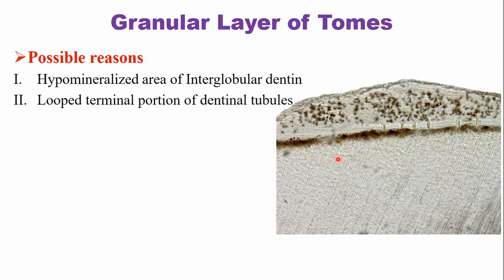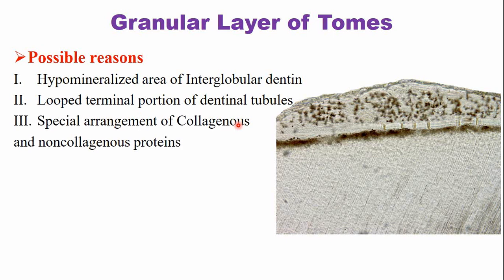The second possible reason is the looped terminal portion of the dentinal tubules, because the dentinal tubules have more branching near the dentino enamel junction and near the cemento dentinal junction. So maybe it is because of the looped terminal portion of the dentinal tubule. And the last possible reason is some special arrangement of the collagen and the non-collagenous proteins in this area.